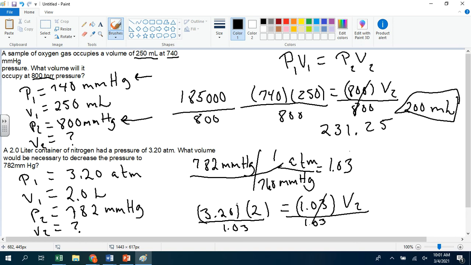3.2 times 2, 6.4. That's just these two multiplied. I'm only doing this so that you can follow my work if you need to. Still needs to be divided by 1.03. It's okay if you do not do this step right here and just put it in your calculator because I'm doing it just for your benefit. So it's okay if you don't do that.